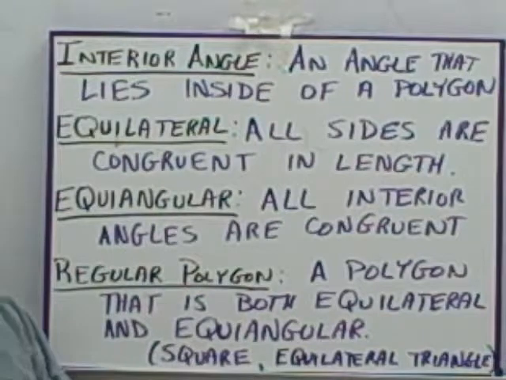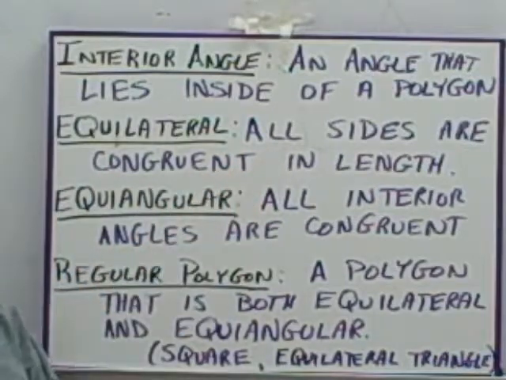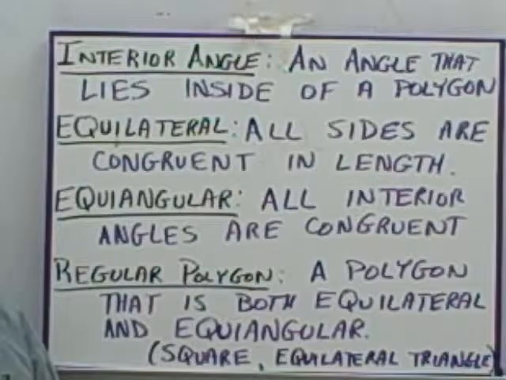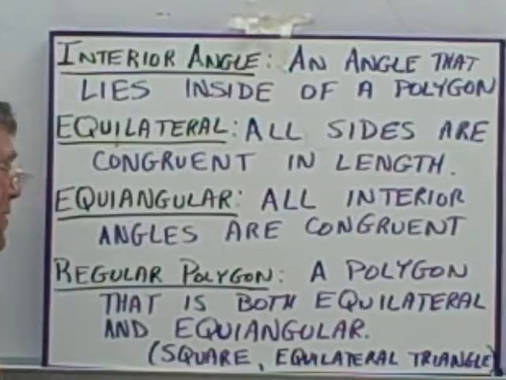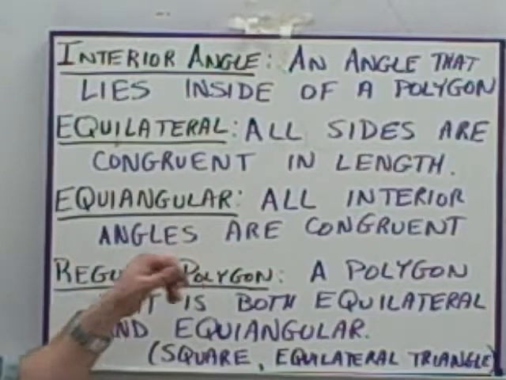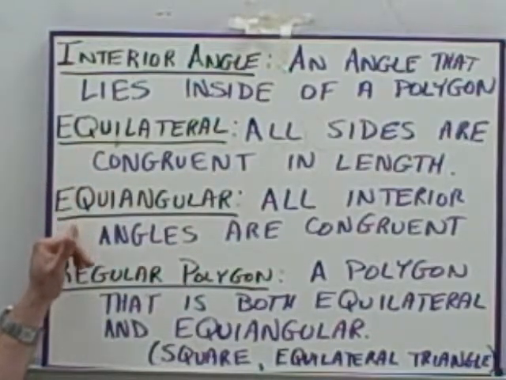But equilateral applies to any polygon. If a polygon has all sides that are the same length, it's considered equilateral. A square is actually an equilateral quadrilateral. Try and say that 3 times fast. Equiangular. Equiangular is all interior angles are congruent. So not only are the sides the same length, but the angles are the same measure as well.